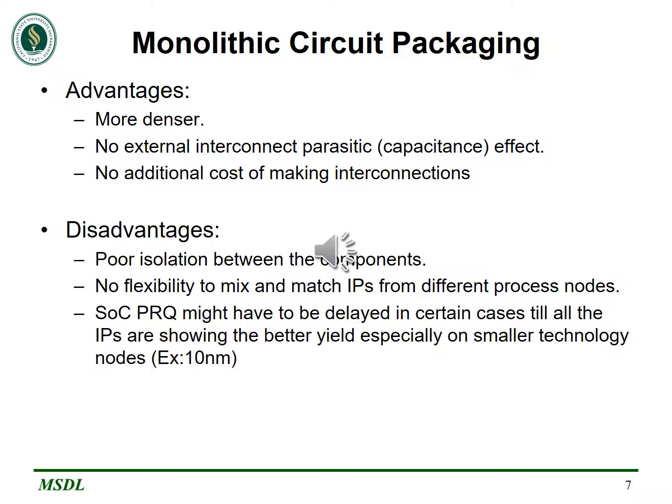This slide gives a clear sight of advantages and disadvantages of monolithic circuit packaging. Coming to the advantages, we can clearly see it's more dense and has no external interconnect parasitic effect, and also no additional cost of making interconnections. Coming to the disadvantages, it has poor isolation between components and there is no flexibility to mix and match IPs from different protocol nodes. And the third one is system on chip production might have to be delayed in certain cases till all the IPs are showing better yield, especially on smaller technology nodes like 10 nanometers.